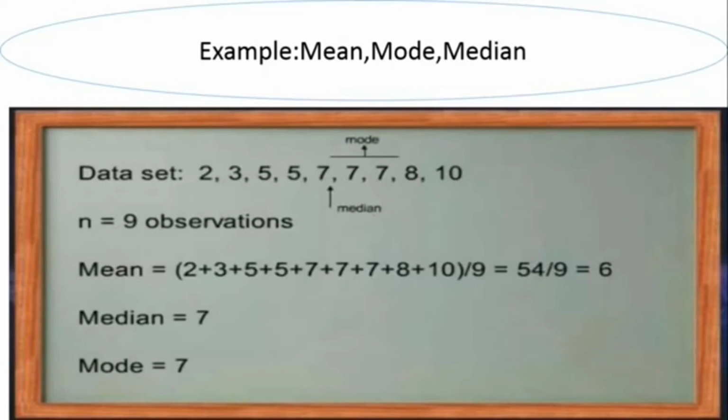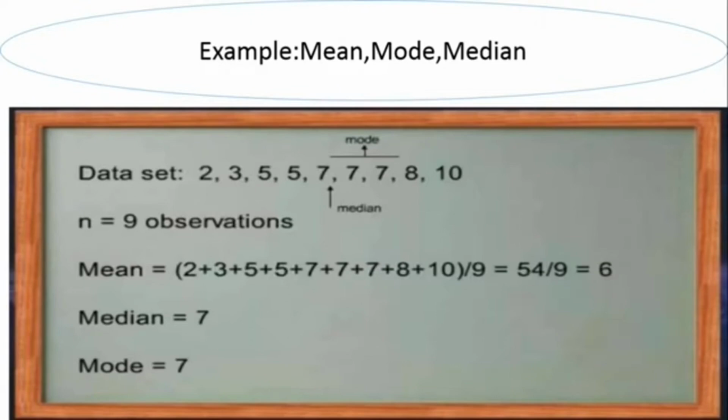So that number is the median. When we cross 7, it divides our sample into 2 parts, and on both sides of the observation 7 we have the same number of observations, which is 4. So the median is 7. The mode is 7 because 7 has the highest frequency, which is 3. There is no other figure that appears more than 3 times as 7 does.